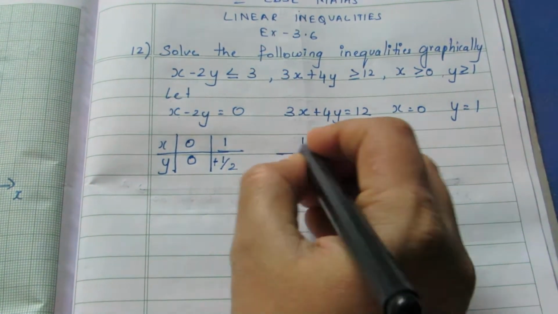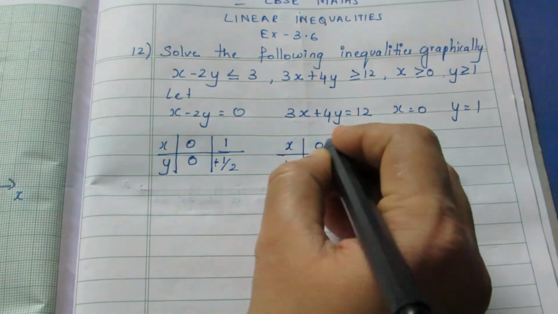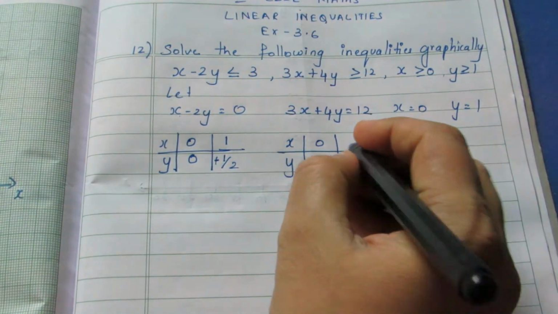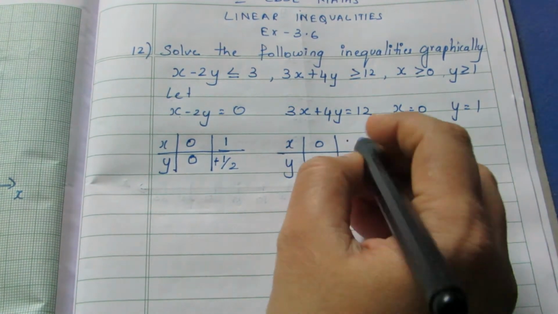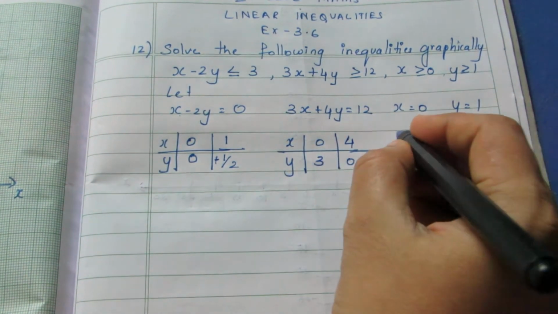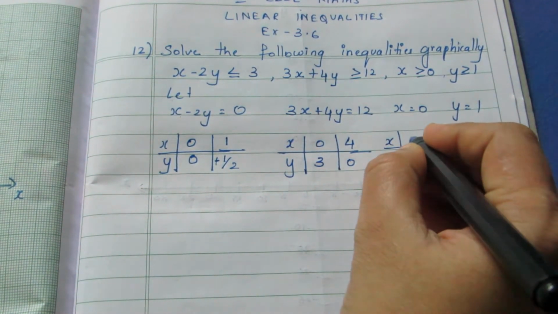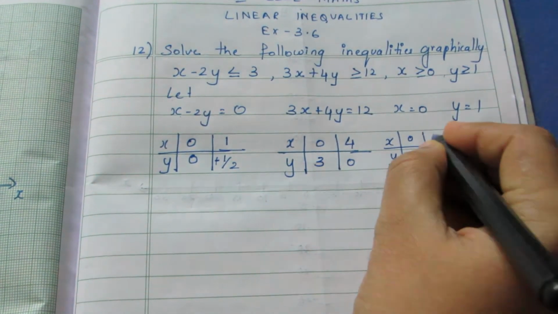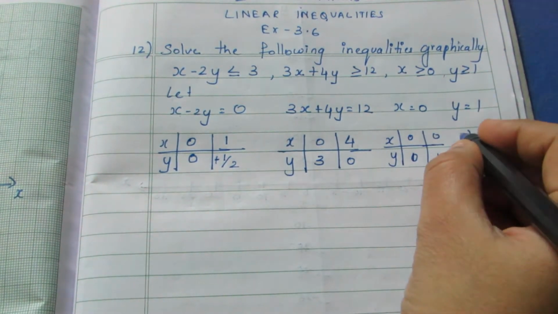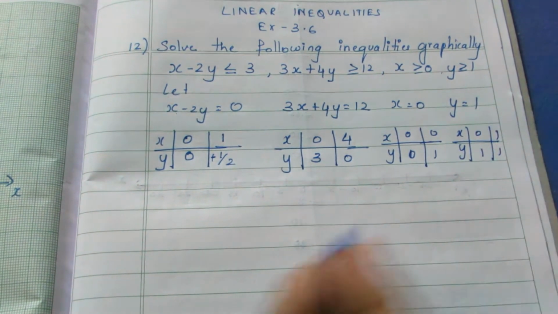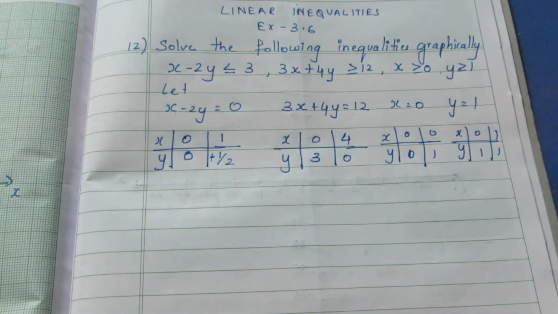Now in the same way, substitute x to be 0, y will be equal to 3. If I substitute y to be 0, then x will be equal to 4. For x equal to 0, we can write any value of y. In the same way, for y equal to 1, we can write any value of x. Now let us mark them on the graph.